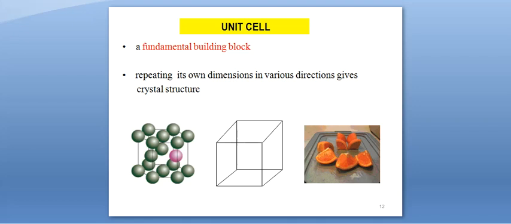It repeats its own dimension in various directions. So if we see any direction, the repetition will be the same. Suppose I consider one wall, all the bricks are known as unit cells.